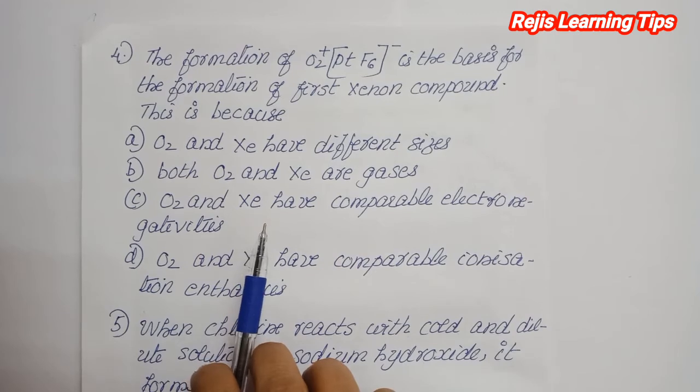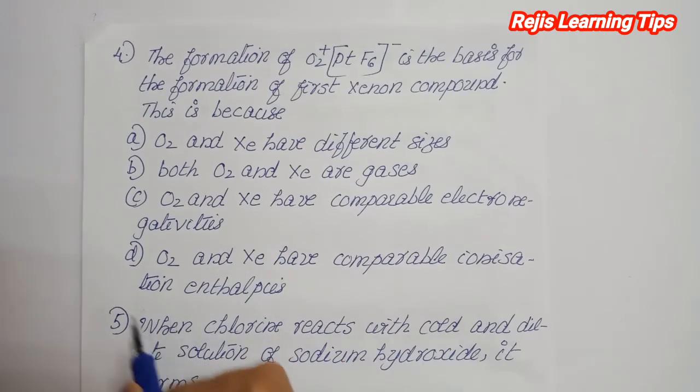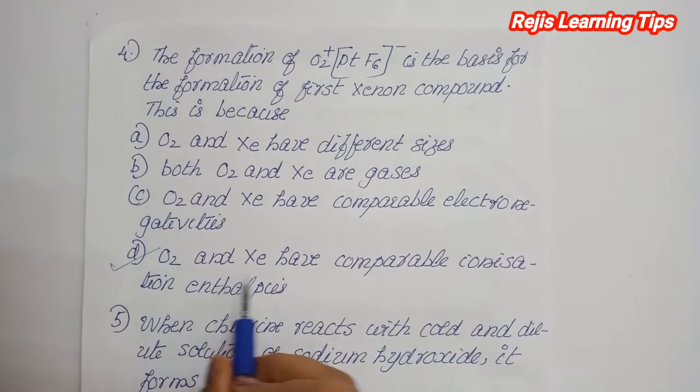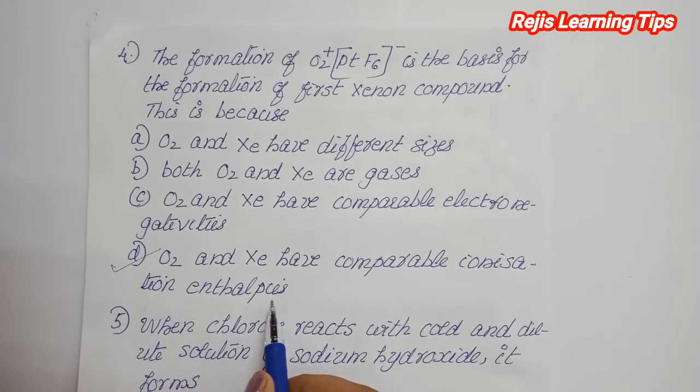The first ionization energy of xenon is quite close to that of dioxygen. The molecular diameters of xenon and dioxygen are almost identical. Based on the above similarities, Bartlett suggested that since oxygen combines with PtF6, xenon should also form similar compounds with PtF6. So our option is D. O2 and Xe have comparable ionization enthalpies.